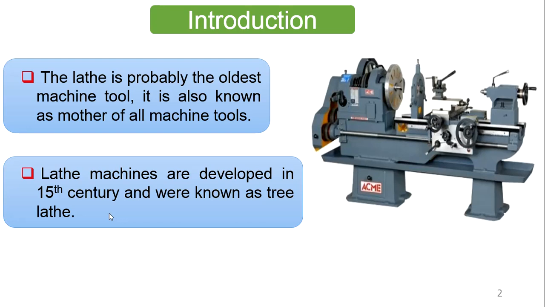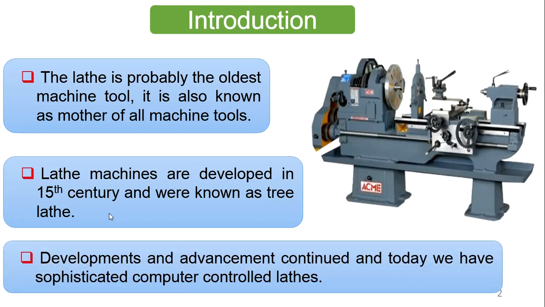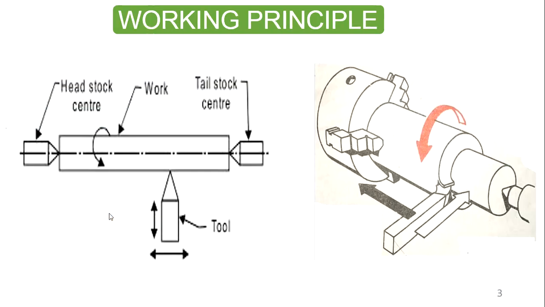A wood support is used, that is called a lathe, and that's why the machine is known as the tree lathe. Nowadays, you can see the lathe machine has advanced to computer numerical control machines and machining centers. So these machines are used to increase productivity or the production rate on the shop floor.